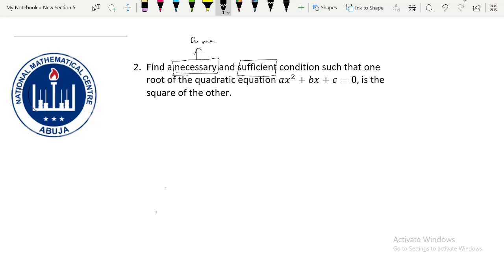It's still doable. They said to find the necessary and sufficient condition such that one root of the equation ax squared plus bx plus c equals 0 is the square of the other. So we'll first establish the condition. They said one root is the square of the other, so let's say this is the necessary part.